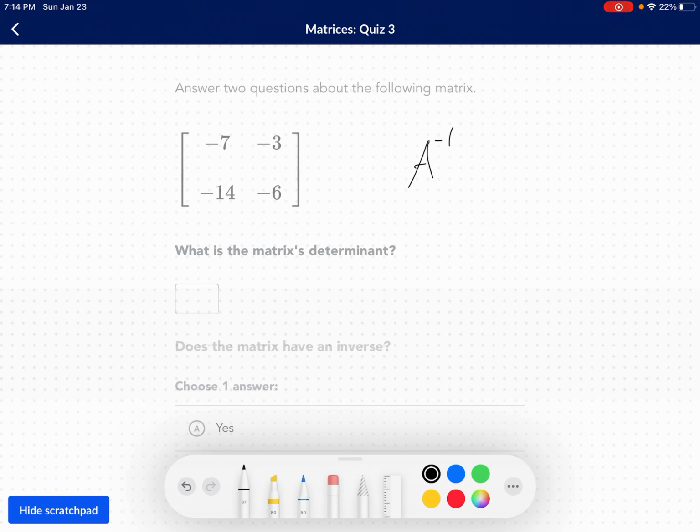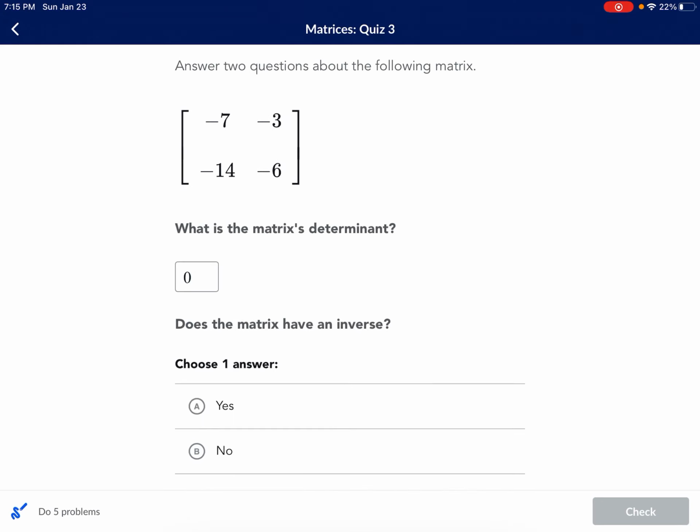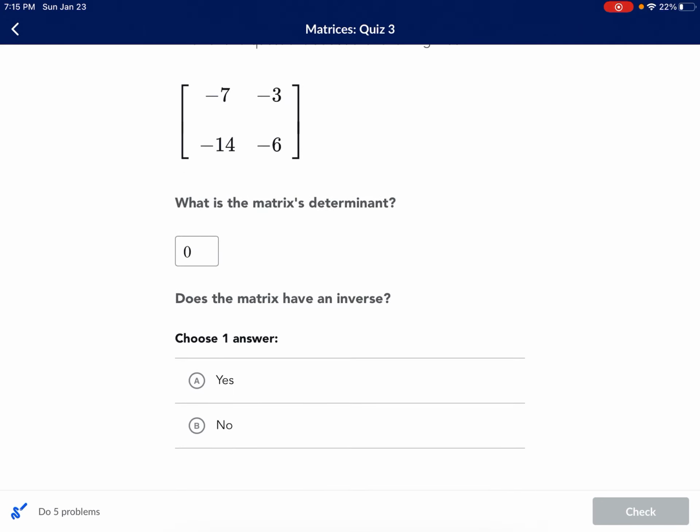Okay, so the determinant, that's the inverse. What am I thinking about? The determinant of, let's say, x is AD minus BC. So -7 times -6 minus -3 times -14. That is 42 minus 42, which equals 0. So the matrix's determinant is 0, and this does not have an inverse because the determinant is 0.